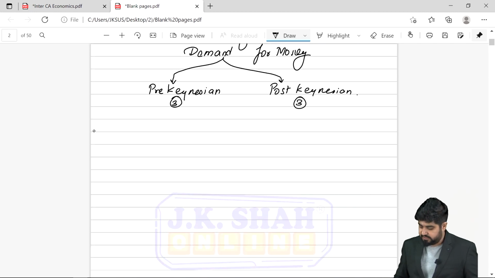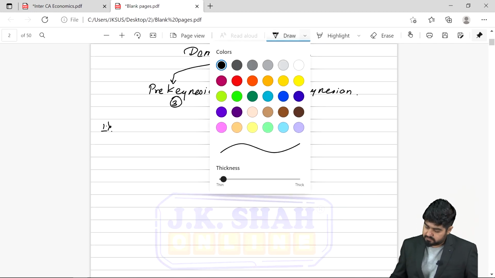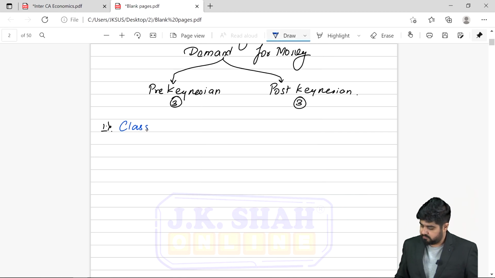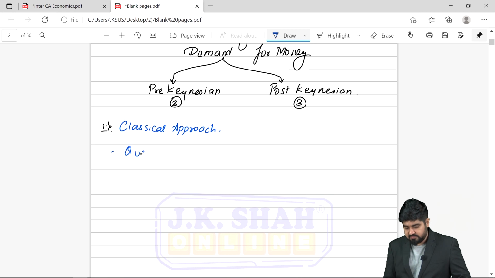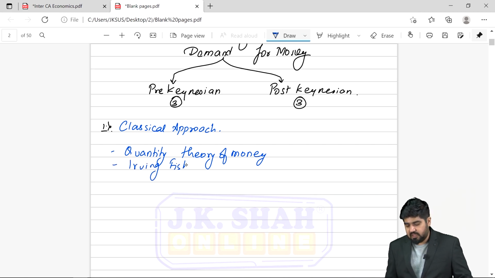The first theory in pre-Keynesian is called the classical approach. What's the name? Classical approach. In case of the classical approach, first of all, this theory is also called the quantity theory of money. This theory was given by Professor Irving Fisher. Please try to learn this by heart, okay? Who gave this theory? Professor Irving Fisher. This theory was given in the year 1911 at Yale University.